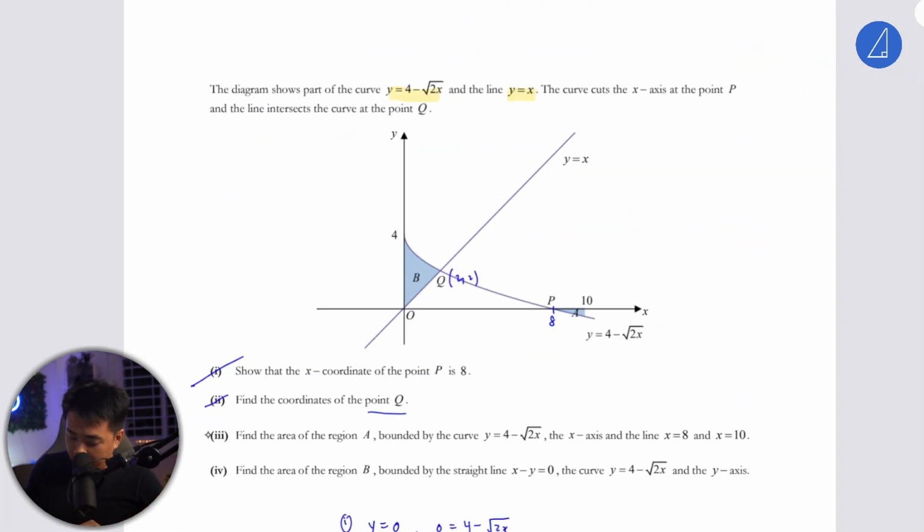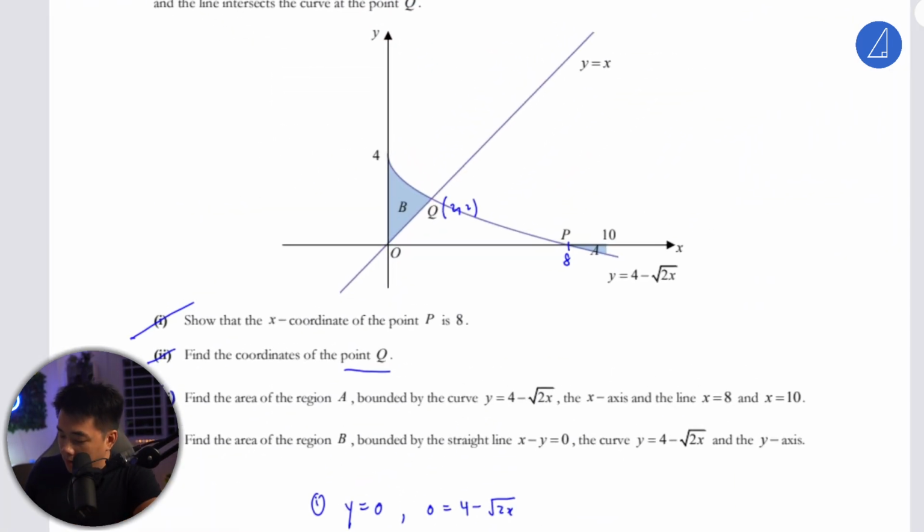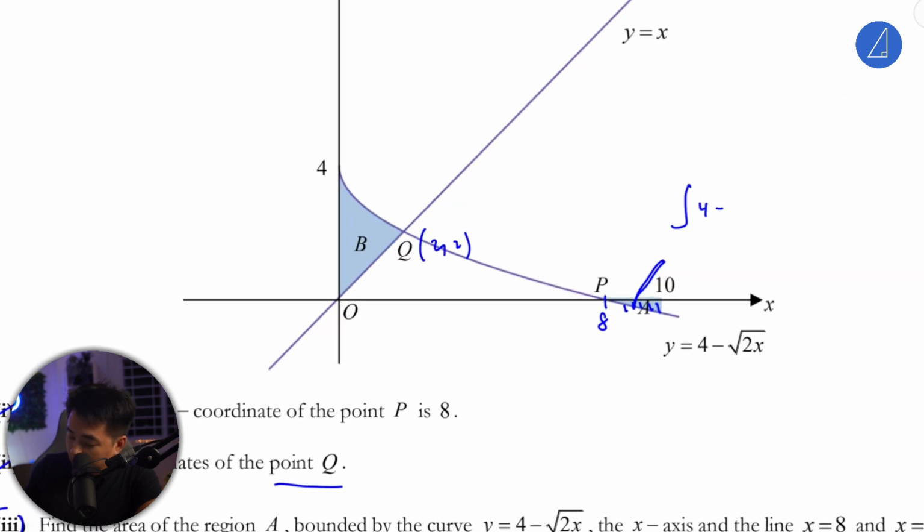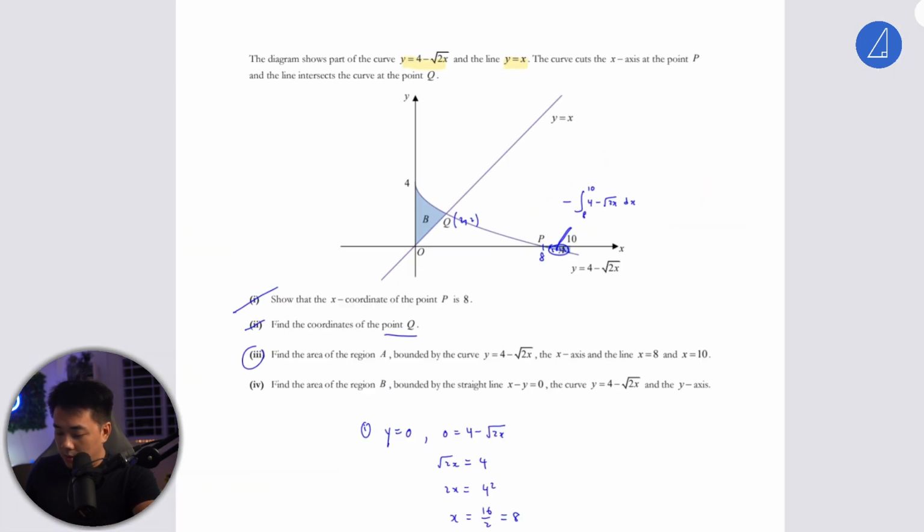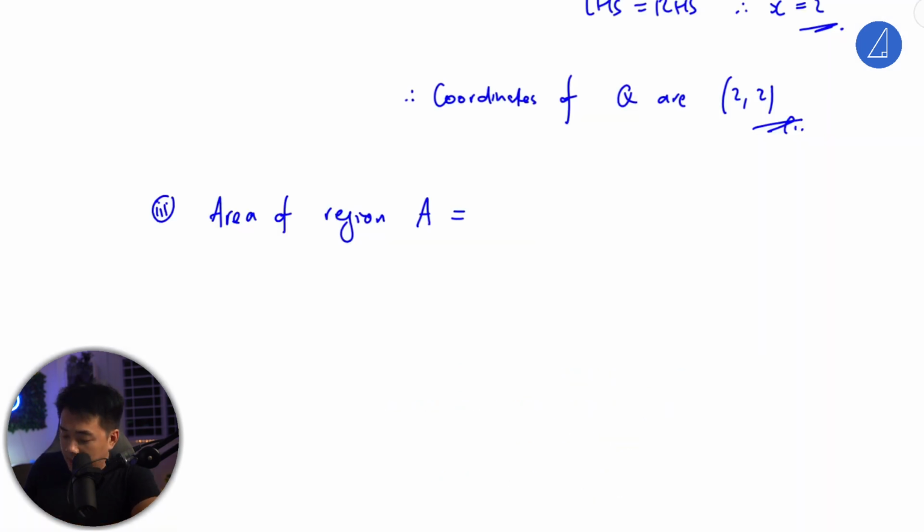So let's look at part 3. Part 3 is finding the area A, bounded by x equals 8 and x equals 10. So this area A here, which is shaded for us. In this case, we know that this is the integral of 4 minus root 2x dx from 8 to 10. Make sure it's positive, but this will be a negative area, right? So when we do it, we just have to make sure it's positive. So we just apply a negative. We write this as the negative of the integral from 8 to 10 of 4 minus root 2x dx.